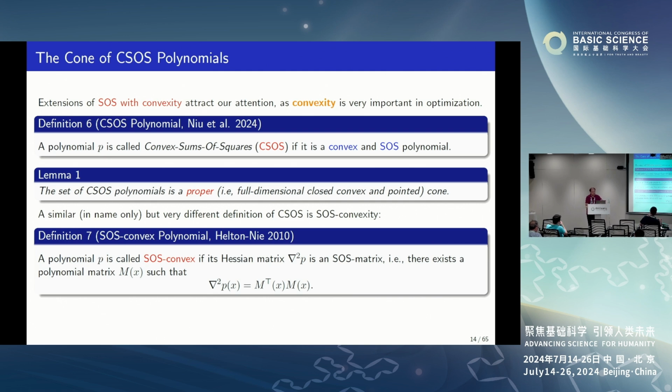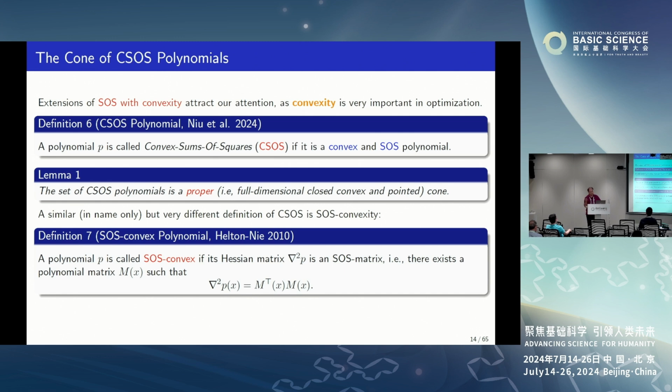And we also show that there is a relationship with the well-known SOS-convex polynomials proposed by Helton in 2010, but it's different. SOS-convex means that for a polynomial, its Hessian matrix, which is a polynomial matrix, can be written as another polynomial matrix M transpose times M. So clearly the Hessian matrix is a PSD matrix, positive semi-definite. So the polynomial is convex, but of course it's not equivalent to the convex polynomials.